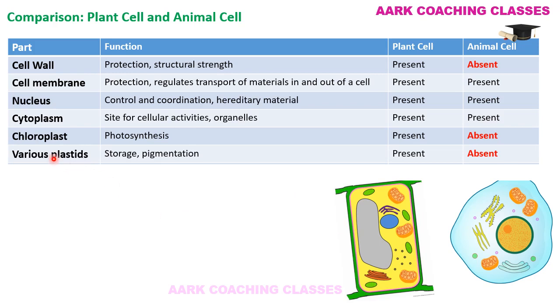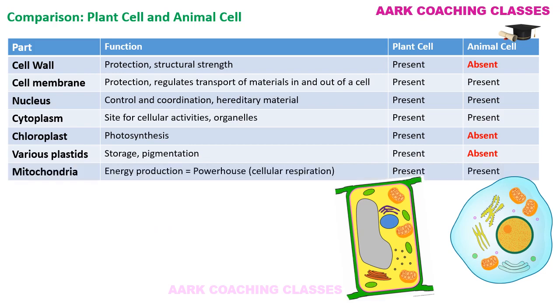Then, various plastids. What is the function of these plastids? Storage, pigmentation. We have seen so many different kinds of flowers, blue flower, red flower, yellow flower. So from where does this color come? It comes from various kinds of plastids. One of the plastids is known as chromoplasts. They impart color to different parts of the plant. So pigmentation and storage. These are again present in plant cells and absent in animal cells.